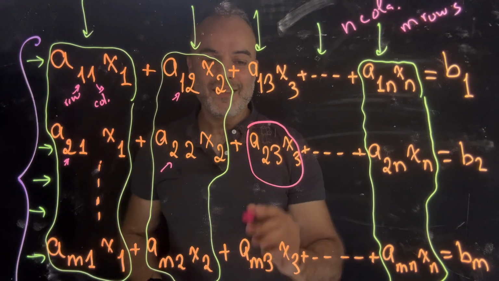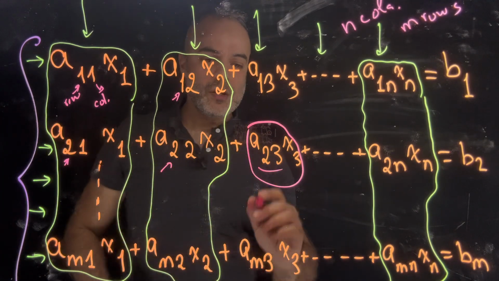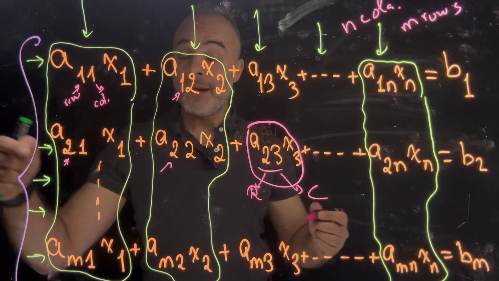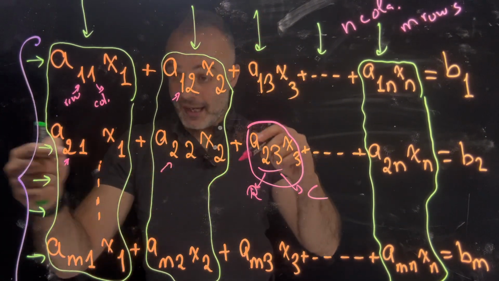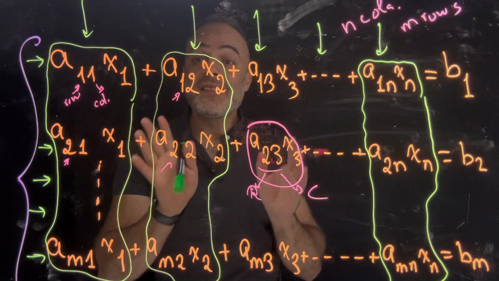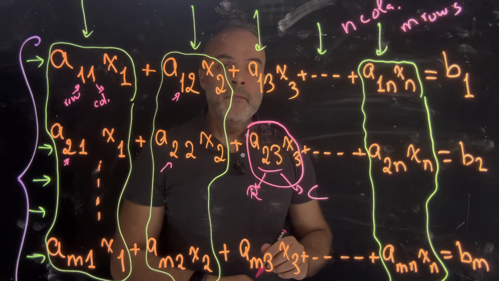Let's talk about this guy here. 2, 3, right? a2,3. 2, yes, I am in the second equation. So this is R, row, and this is C. Of course, I'm talking about the second equation, which is the second row, and the third column, so 2, 3. So that's the story of these guys, 1, 1, etc., and these indices.